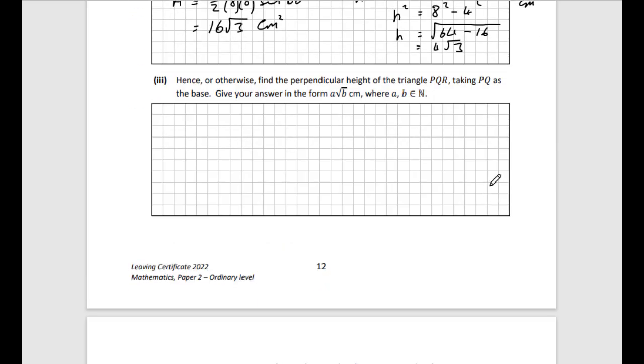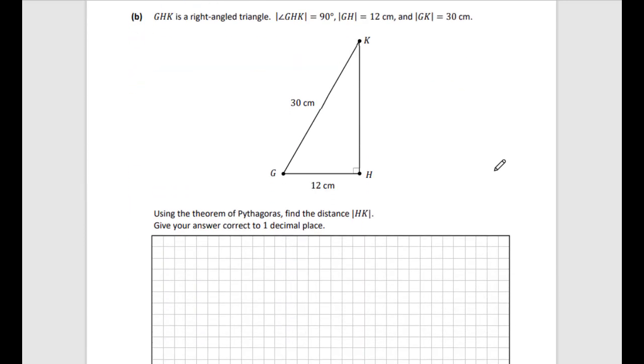So all I did was I said h squared plus 4 squared is equal to 8 squared. So h squared is equal to 64 minus 16. So h squared is equal to 48. And that'll give me h is equal to the square root of 48, which is 4 root 3 centimeters. Your calculator will do that for you. And that's all we have to do there. There are other ways of doing it as well, of course. You can use trigonometry, sine, cos, tan as well, but I won't get into all of those. Let's just move on to the next part.